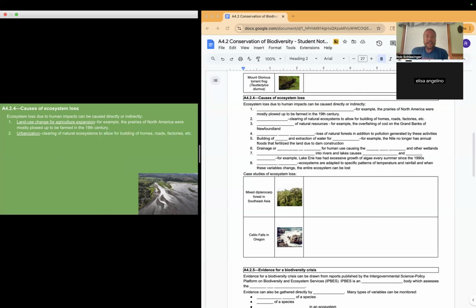And that kind of is connected to urbanization. So as we develop cities, as we try to develop infrastructure to make life easier for humans, highways are going to present problems for animals, factories, suburbs, you name it.